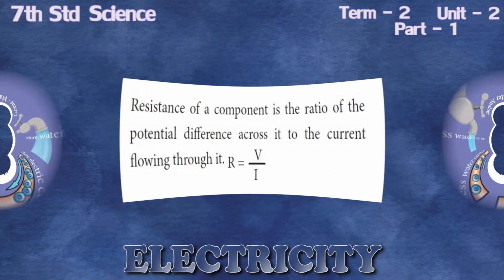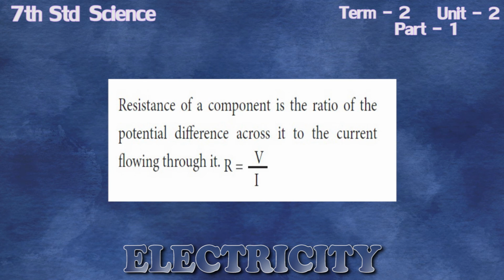The relation between resistance, current, and potential difference is in this formula. Capital letter R is equal to capital letter V by capital letter I. This is the formula to find out the resistance of a wire.